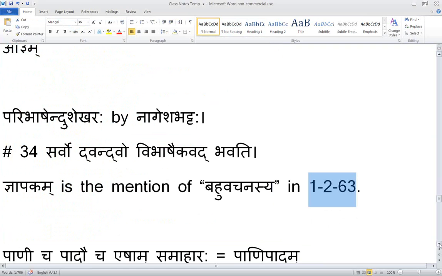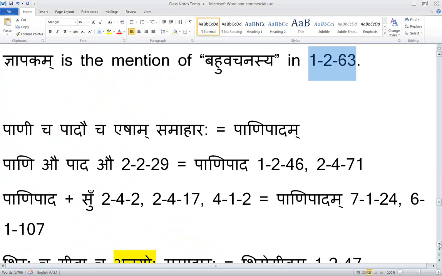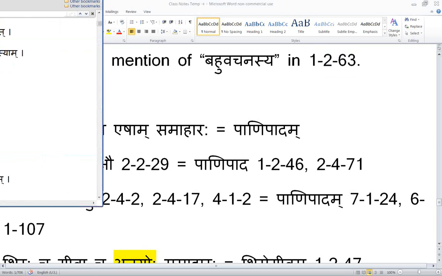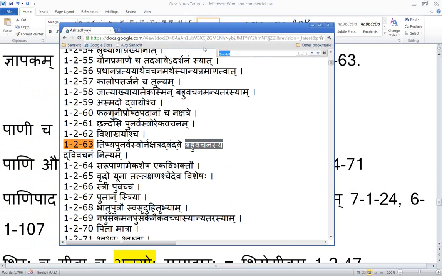Then why do we need these rules from 2.4.2 to 16? Because, in fact, we were trying to follow the Siddhanta Kaumudi last time. In the beginning itself, Bhattoji makes the comment, I'll read it out to you one more time: Samaharasya ekavadbhavad ekatve siddhe niyamartham prakaranam. This entire prakaranam is niyamartham. What is the niyama being done? Pranyangadinam samahara eva yatha syat.